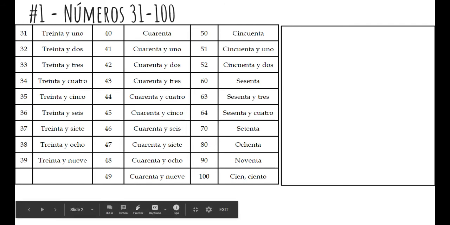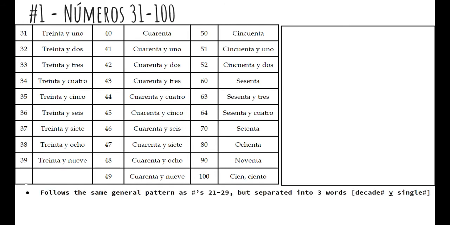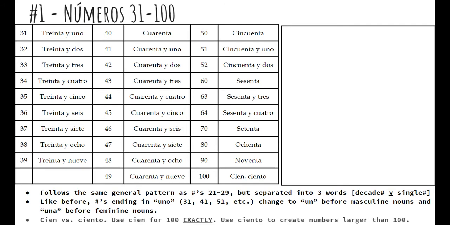You'll see I threw in a couple other numbers in there just to show you that that pattern does continue. Decade number, the "y" and then the single digit number. So we've got the single digit numbers separated out from the decade number with the "y", right? That's the pattern. Now, like before, numbers ending in uno, so in this case, we've got 31, 41, 51, 61, and so on, change to un before masculine nouns and una before feminine nouns. So we had that before, that pattern is going to continue.